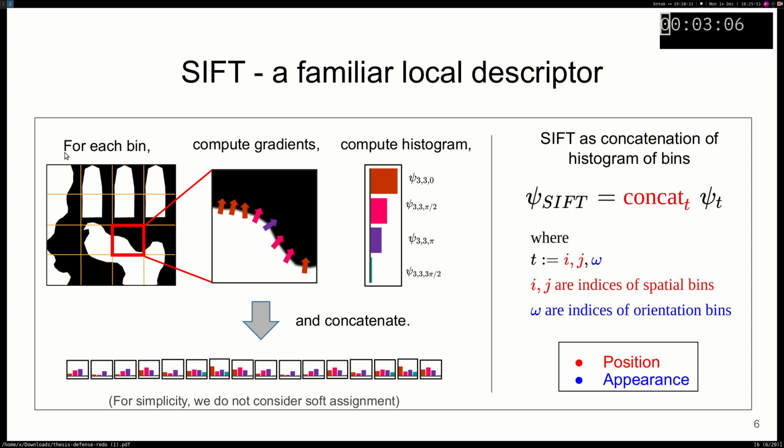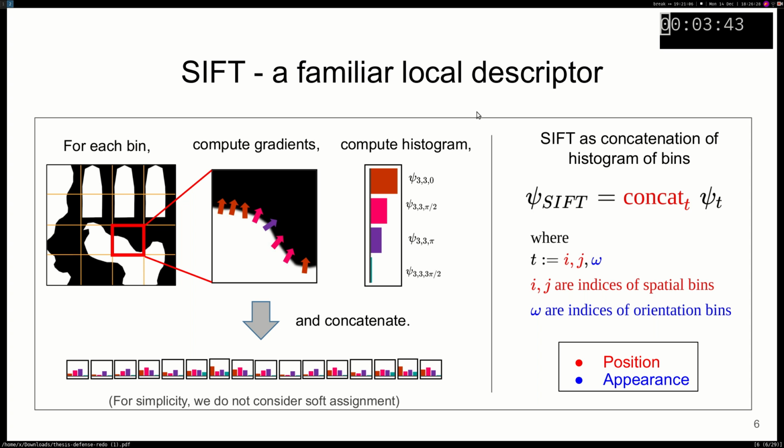We are given a patch, we quantize it into spatial bins. Now in each of these bins, we find gradient orientations for all these pixels, and we quantize it again into orientation angles, and now we have a histogram for each bin, and when we concatenate all these histograms, we get the final descriptor. So once again, it is basically a concatenation of the histogram corresponding to each bin. As you can see here, we are actually encoding the position and the appearance of each pixel of each bin by doing this concatenation.